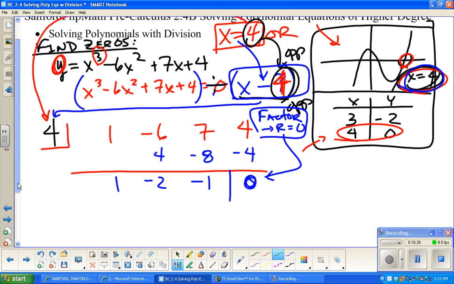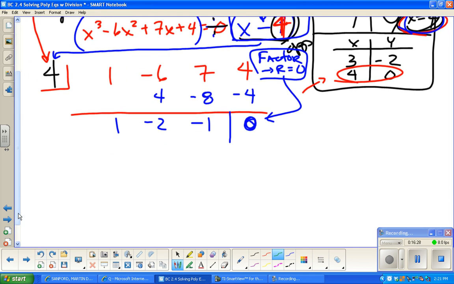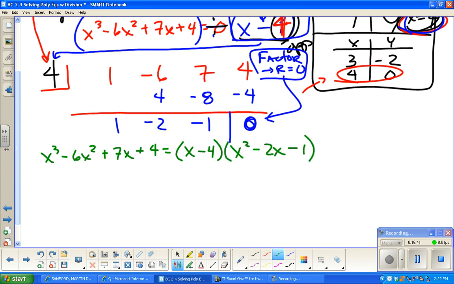Okay, so let's just establish what we just figured out. We know that x cubed minus 6x squared plus 7x plus 4 is equal to x minus 4 times x squared minus 2x minus 1. And I want all of this to equal 0. Well, this whole thing equals 0 when x is 4, but there are two more solutions from this factor. So the question is, can we factor it some more?